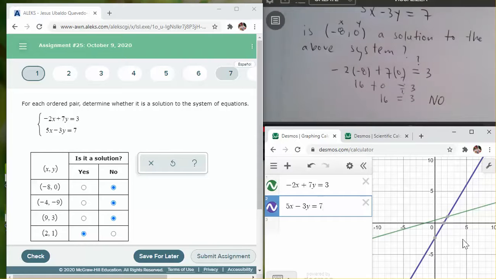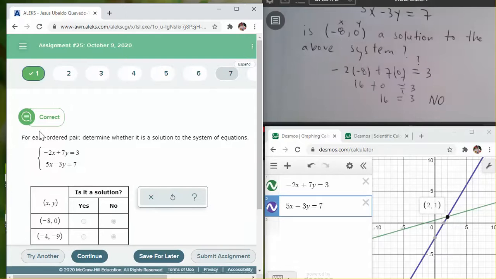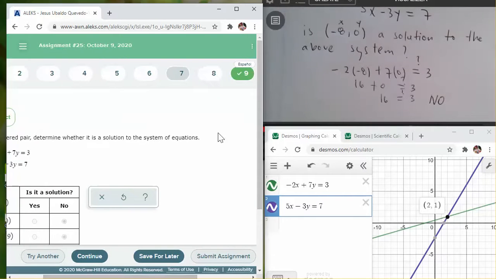So we click on the intersection and it says that it's 2 comma 1. So the answer is 2 comma 1. Wow. And the others were not answers. Check. Correct. Wow, amazing, isn't it? So some exercises are going to be like this, and there will be other exercises.